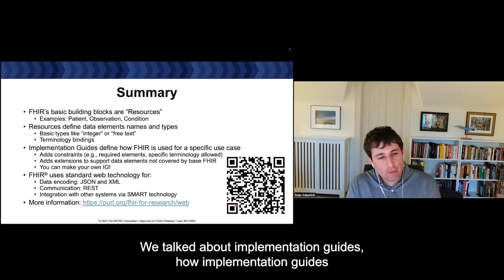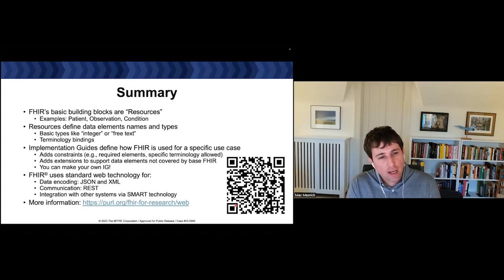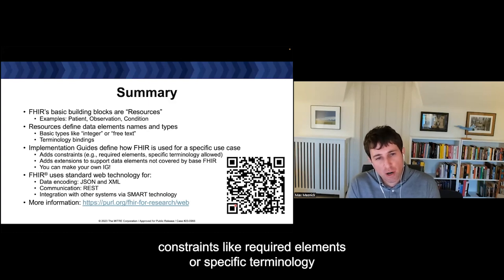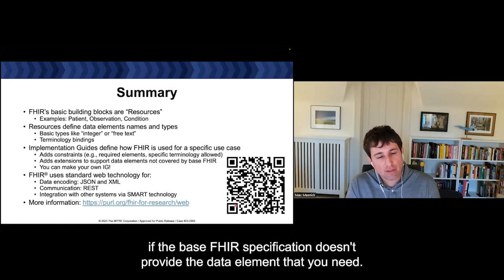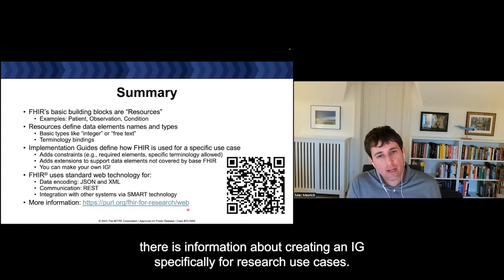We talked about implementation guides, how implementation guides can be used for extending FHIR to meet a specific use case. This can be done by adding constraints like required elements or specific terminology, and also by adding extensions if the base FHIR specification doesn't provide the data element that you need. You can make your own IG. If you go to the URL right here, there is information about creating IGs specifically for research use cases.